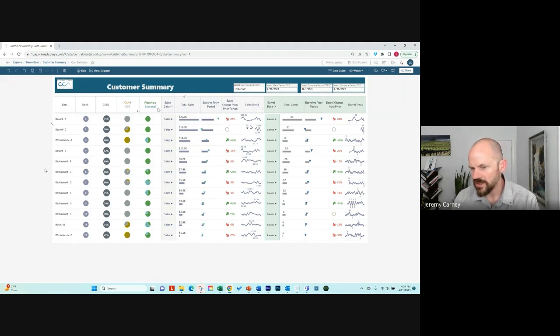Some customers are trending up, some are trending down, but this is a good way for us to see what the demand pattern for each of them is kind of in relation to each other.